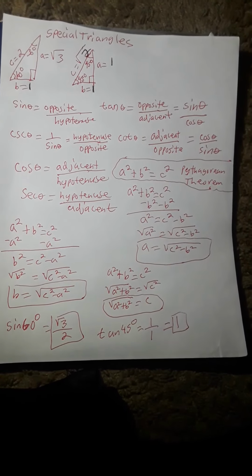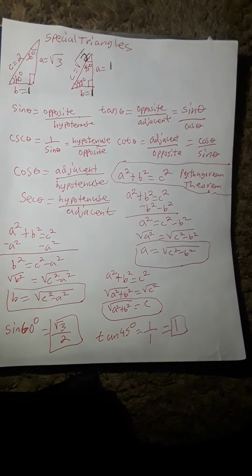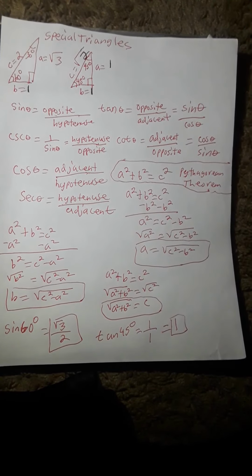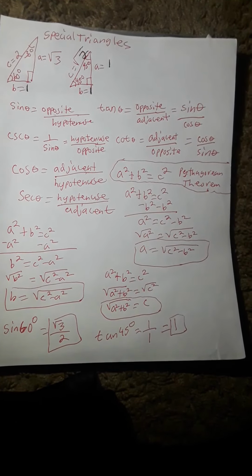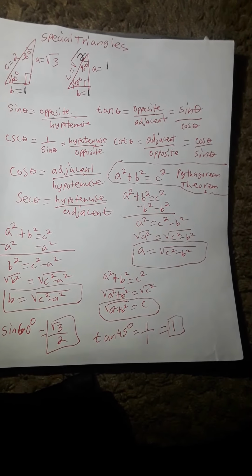And then on the other side you have another equation of a squared plus b squared is equal to c squared, and then you solve all the way down.